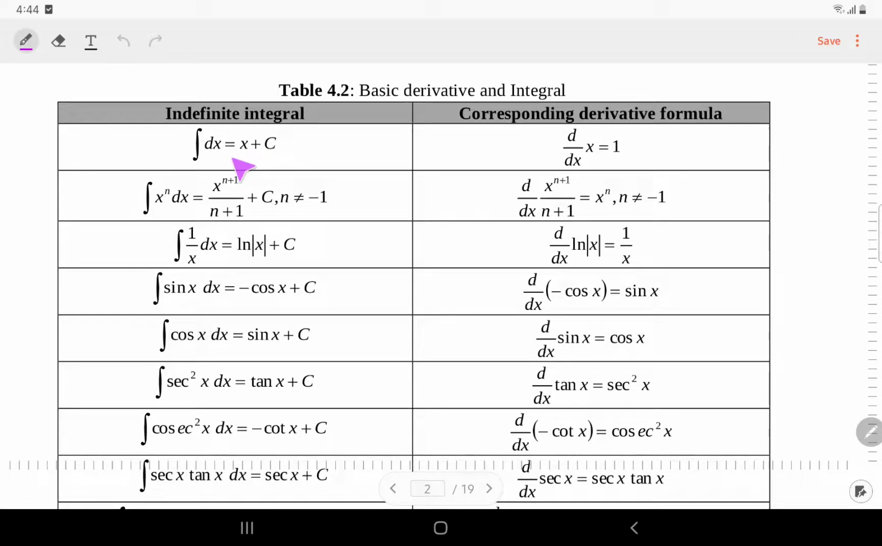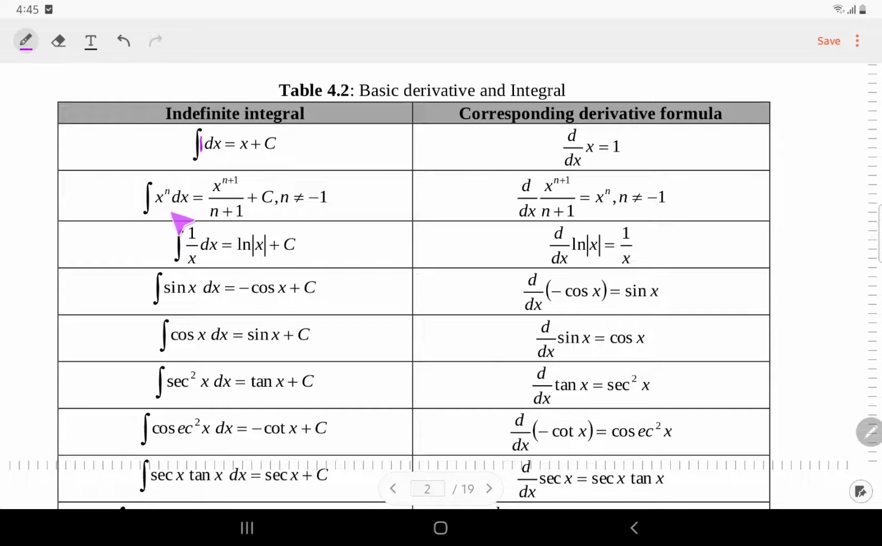So kita fokus dekat kolom yang ni for integration. So if we integrate 1, we will get x. Sama macam ni lah, kalau kita differentiate x, kita akan dapat 1 kan. So when we differentiate x, we will get 1. So meaning that if we integrate 1, we will get x, because differentiation and integration is the reverse process.